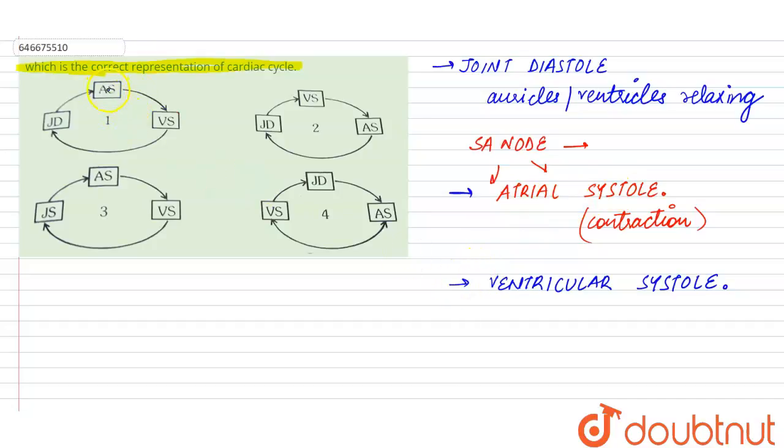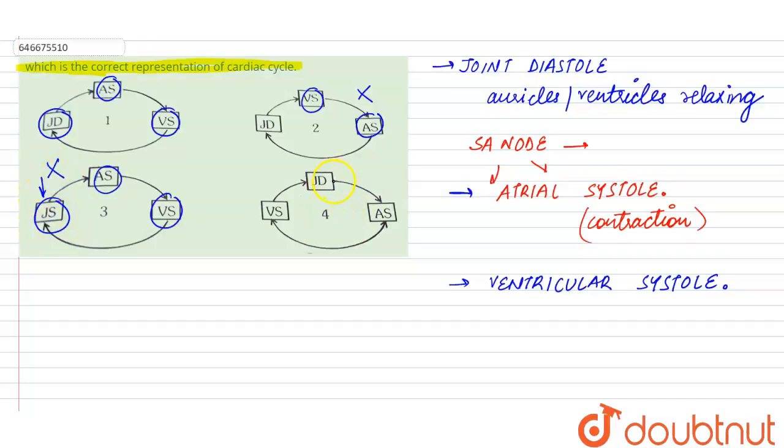Here it is written atrial systole, then ventricular systole, then joint diastole, right? So it says first the systole of the atria, then VS, then the joint diastole can take place. Now the next one says ventricular systole, then atrial systole. This is the wrong sequence. Then the third one is atrial systole, ventricular systole, followed by joint systole. There is nothing called joint systole, so this is wrong.